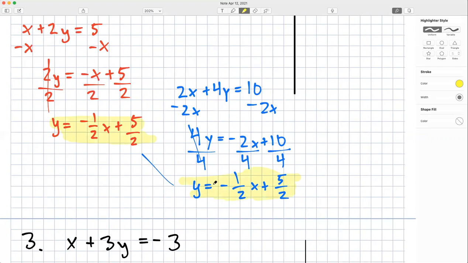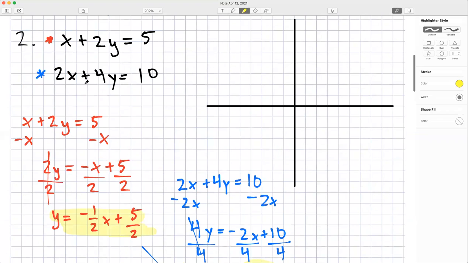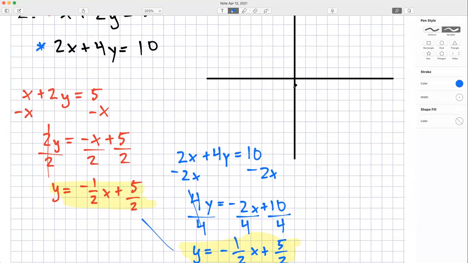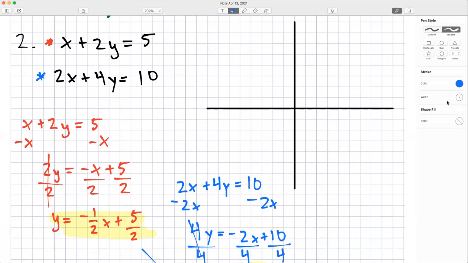You're going to get the same thing, right? So what is the solution to this system of equations? Well, first let's just graph the line here. I will, because I put a coordinate plane. So we're going to graph the red one first.